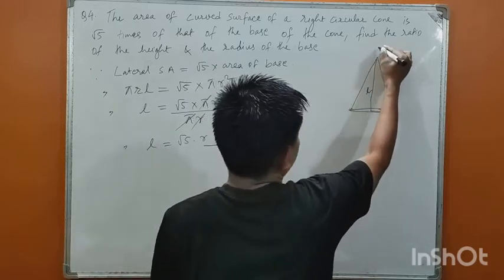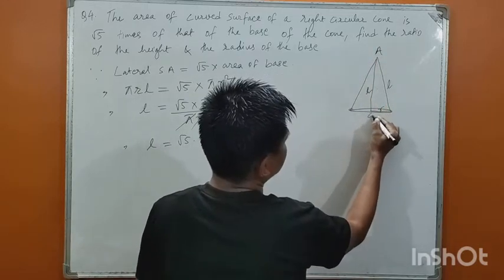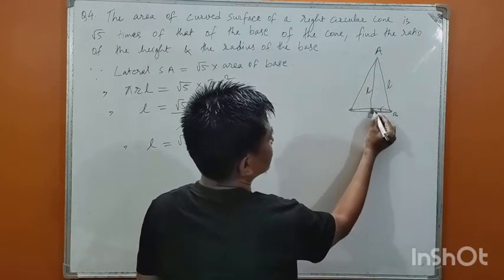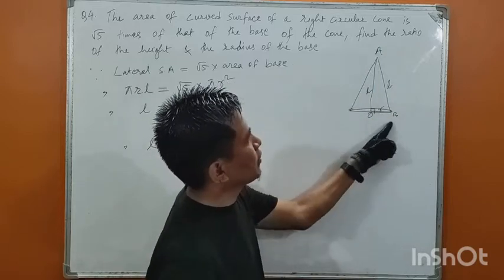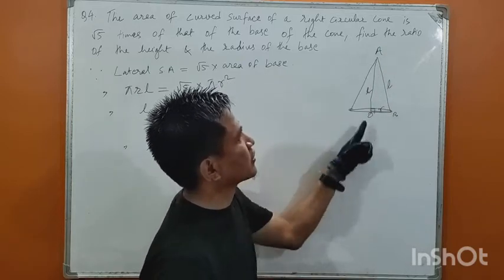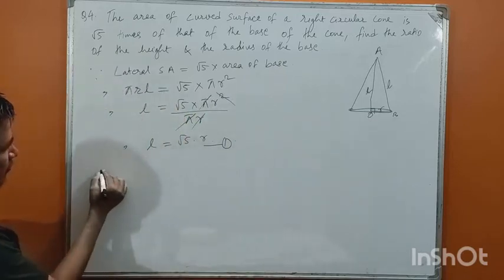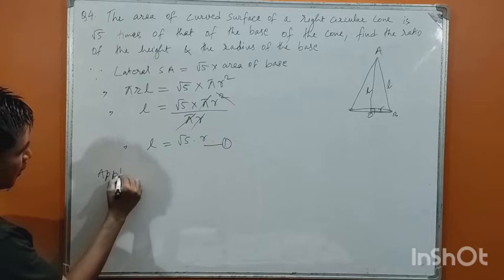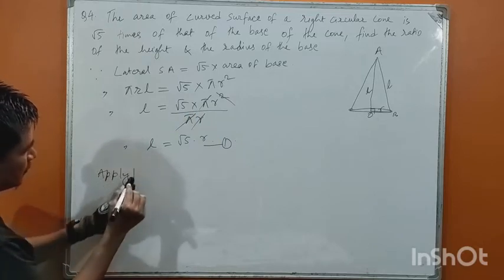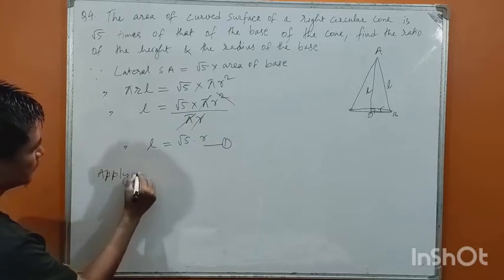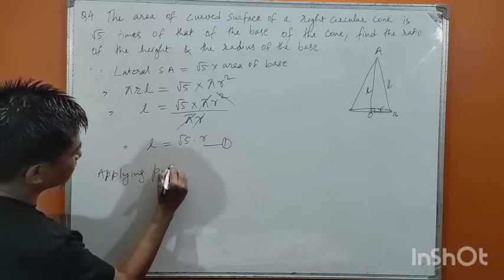Now let us apply Pythagoras theorem. This is A, this is O, and this is B. You can see a right angle triangle AOB in the figure. AOB is a right angle triangle, right angled at O. Applying Pythagoras theorem.